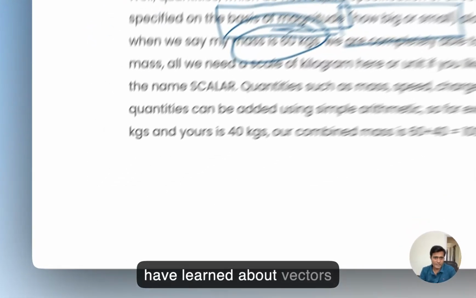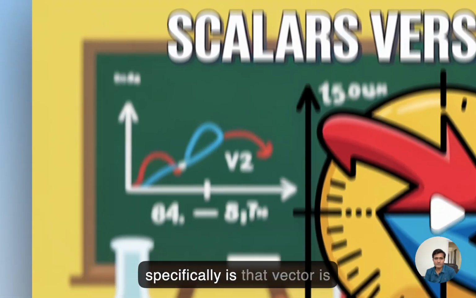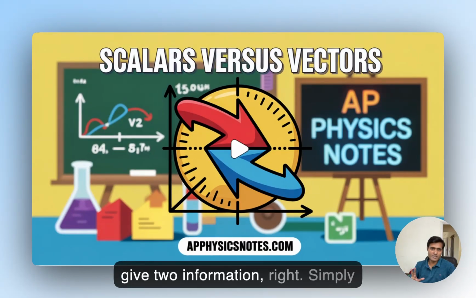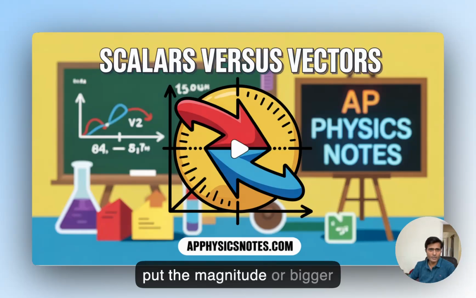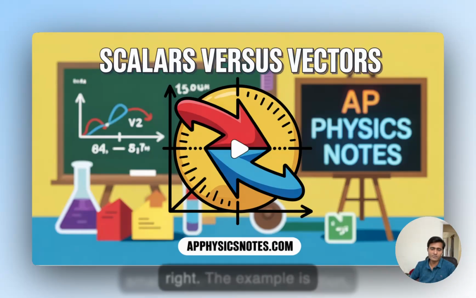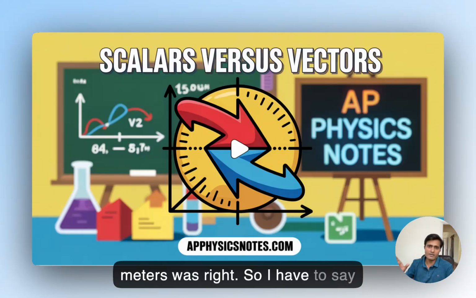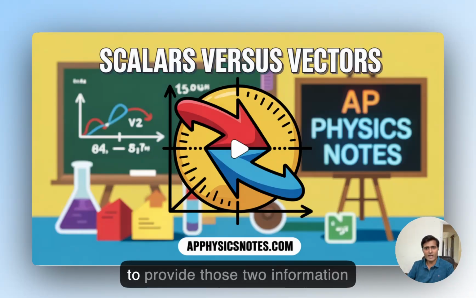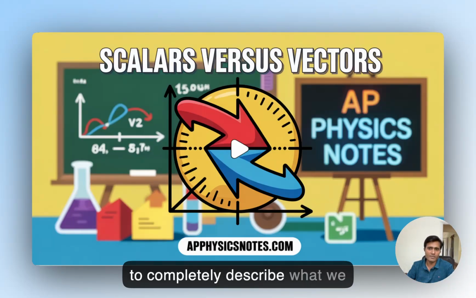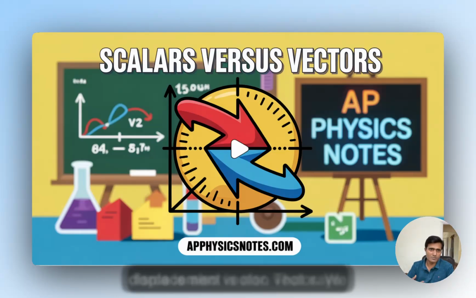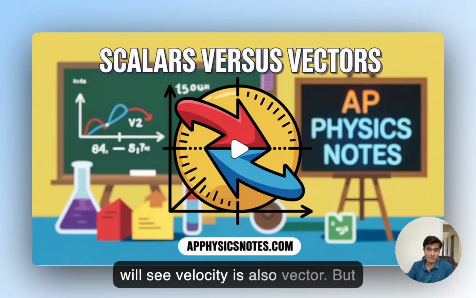What we have learned about vectors specifically is that vectors are something which require you to give two pieces of information: simply put, the magnitude, how big or small it is, and in which direction. The example is displacement. I want that car to be displaced by 5 meters towards the right. So I have to say 5 meters towards the right, or 5 meters towards north, or whatever. We have to provide those two pieces of information to completely describe what we are doing. In that sense, force is also a vector, displacement is also a vector, and we'll see velocity is also a vector.